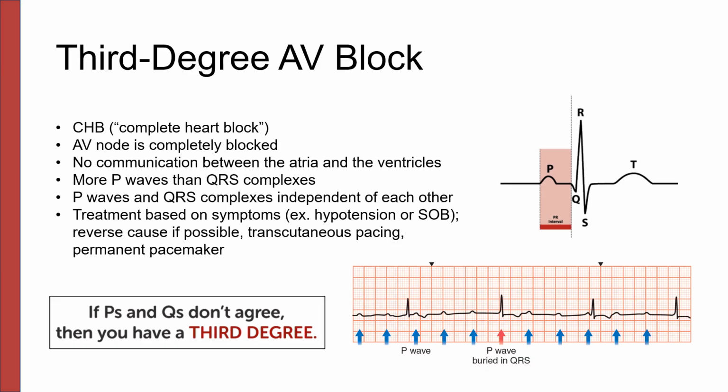So if they are hypotensive or short of breath, then we're going to want to do something. We want to treat the cause if possible. Again, transcutaneous pacing or permanent pacemaker, because all of these are going to result in bradycardia. Bradycardia is so slow that the heart may stop. So we just want to make sure that heart keeps going. And this little rhyme: if P's and Q's don't agree, then you have third degree.